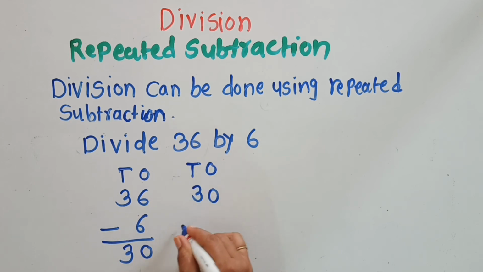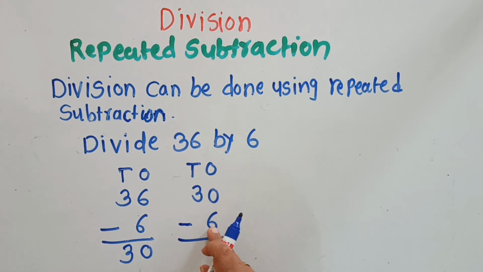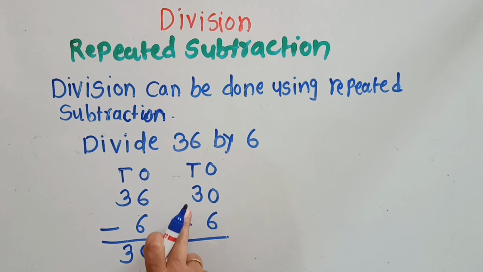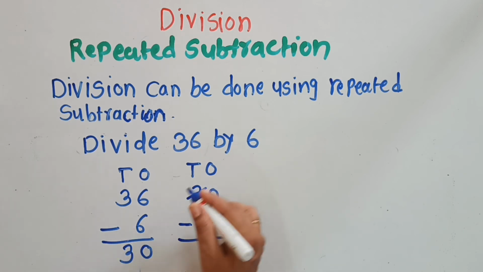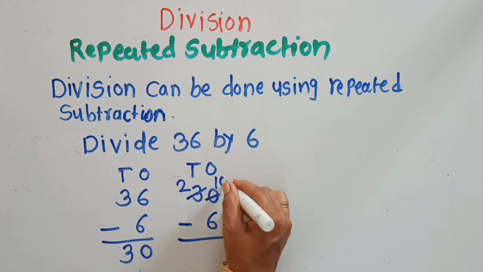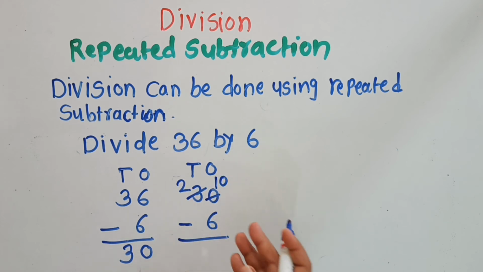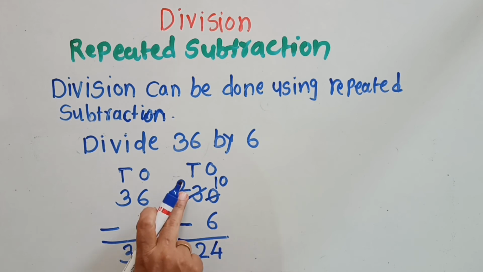So 30 minus 6. Here ones place 0 and 6. 0 is smaller than 6, so we cannot subtract. We have to take 1 tens from tens place. So here will remain 2 and here we will get 10. Now 10 minus 6. After 6, 7, 8, 9, 10. Here 4 and these 2 as it is. Okay. See, don't forget to write these 2 here down.